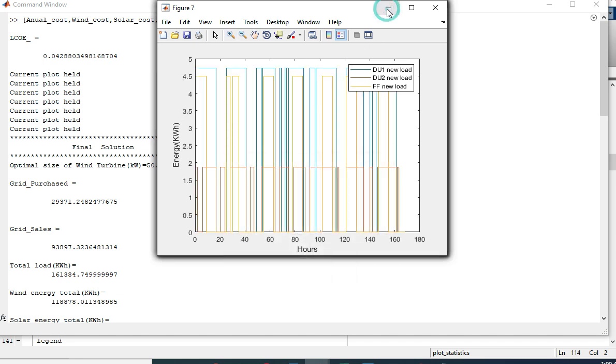And figure number 7, DU1 rescheduled for 1 week. Whenever you see 167 there, it means in a week there are 167 or 168 hours. So that's a weekly graph. Just zoom it out to make things visible, just for understanding purposes.